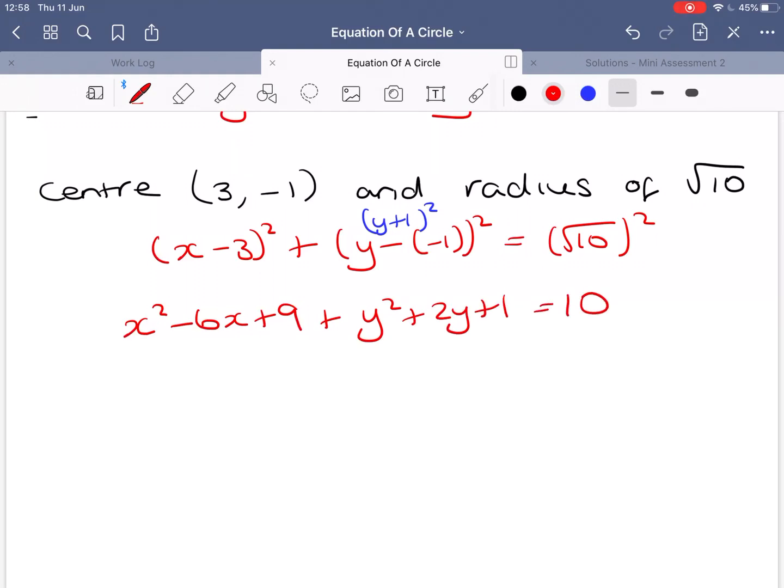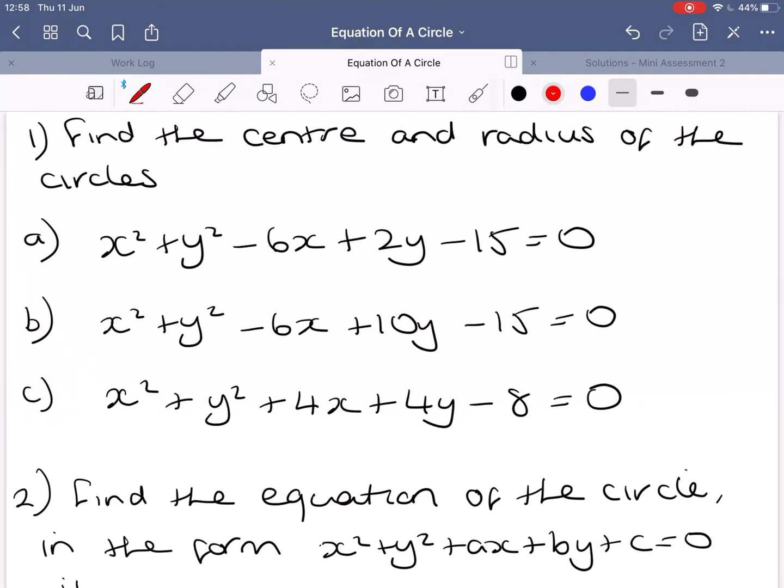Don't accidentally do 100 there, because remember, root 10 squared is just 10. And then you get it all to the left-hand side by taking away 10 and writing it in the order that they want it. x squared plus y squared minus 6x plus 2y. And actually you've got 9 plus 1 is 10, and take away 10 is nothing. So actually you just write equals 0. Okay. So here we go.